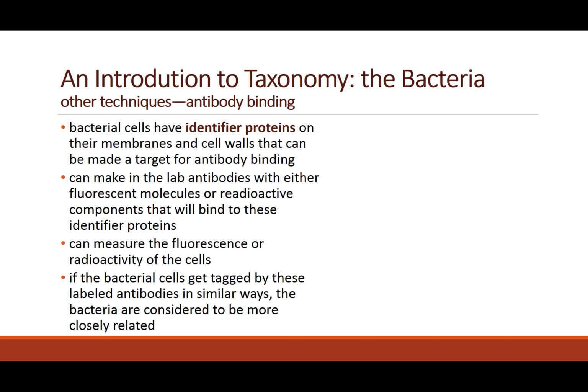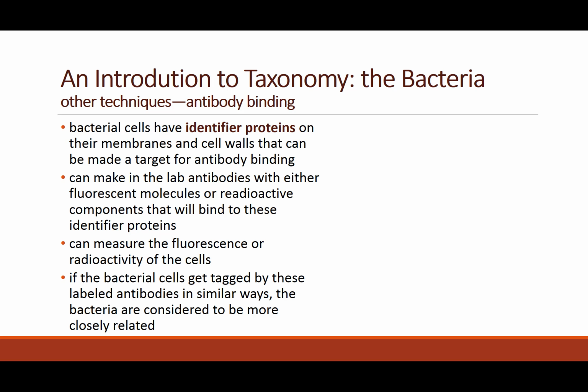So bacterial cells have identifier proteins on them. As a part of the membrane, there are proteins in there that are saying, hey, I am this kind of bacteria, and no other bacteria has those particular proteins. Or only closely related bacteria are going to have similar sets of identifier proteins on their cell membranes. And so in the lab, we can build antibodies that will bind to these identifier proteins and then tag the antibodies with fluorescence or radioactivity.